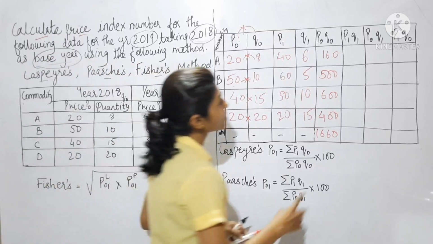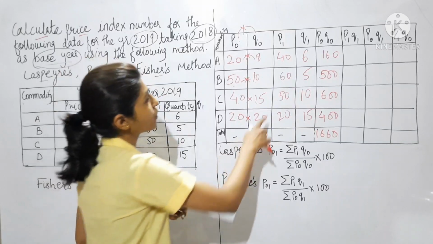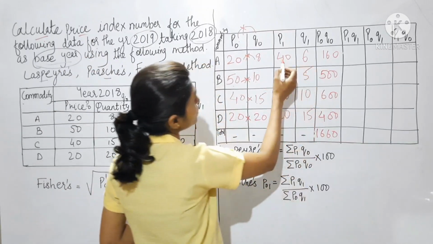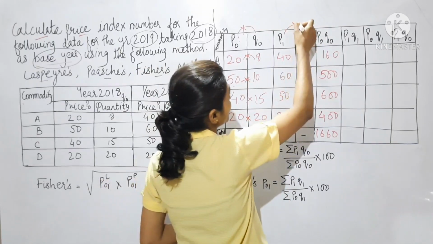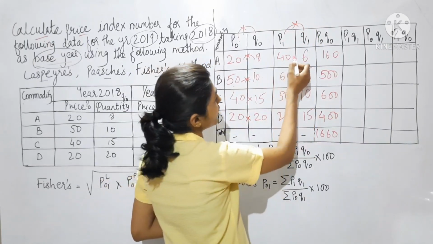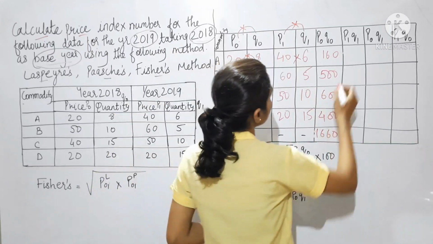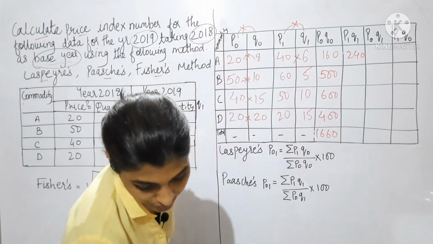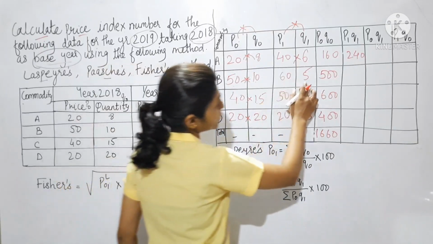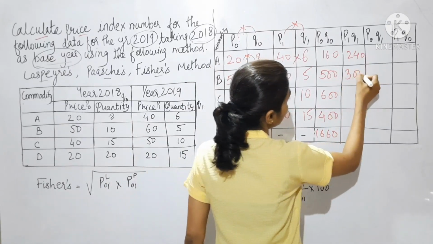Okay, next column is P1 Q1. Now where is P1 Q1? So multiply P1 by Q1. So 40 into 6, write the answer there. 40 into 6, 240. Then 60 into 5, 300.